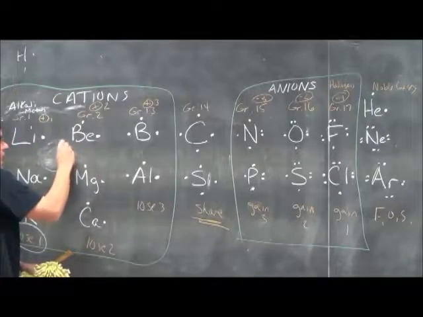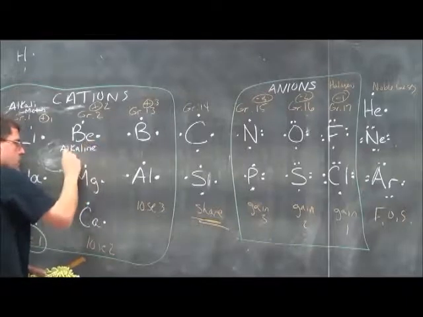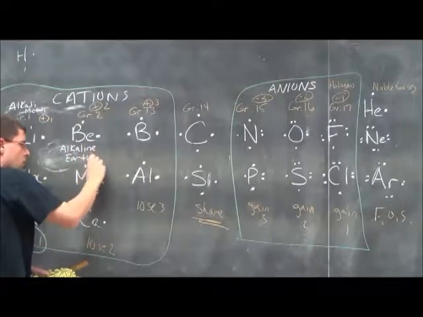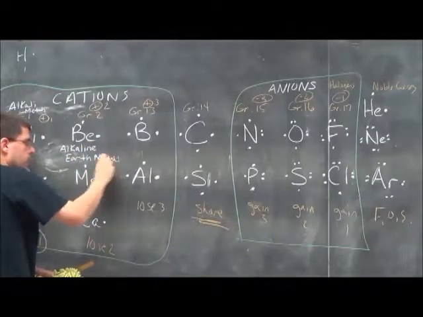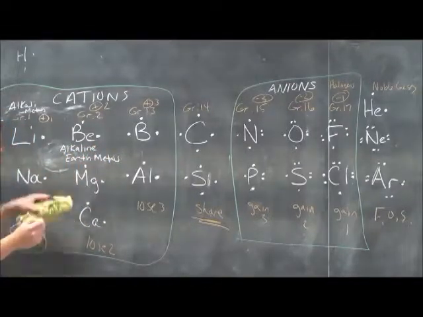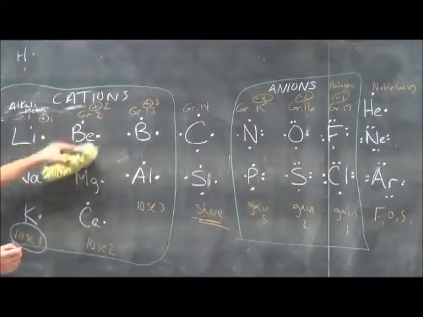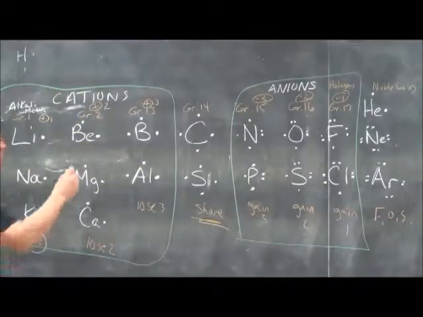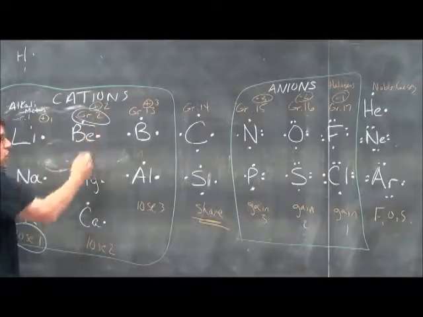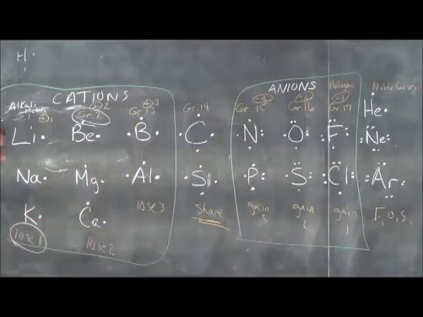I'll write it right here so you can see. A-L-K-A-L-I-N-E, earth metals. Alkaline earth metals. They have 2 valence electrons. They're the second most reactive set of metals on the periodic table, located in group 2. What do they want to do? They want to give away or lose 2 valence electrons.